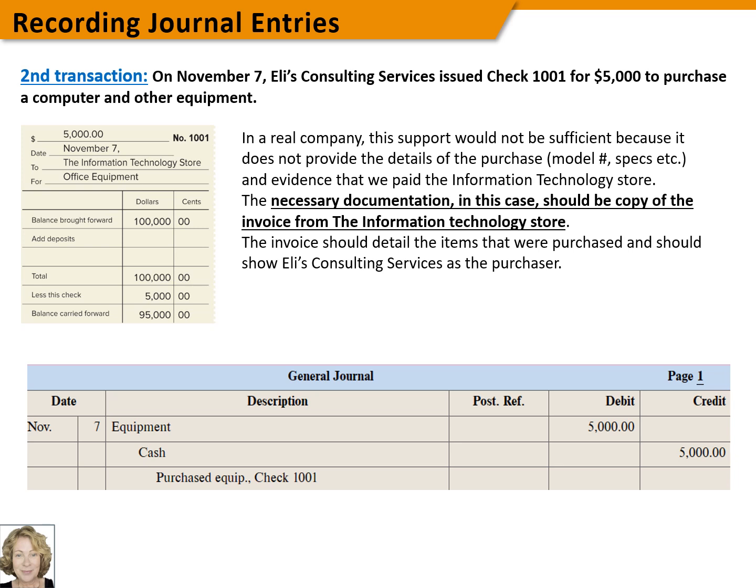This document looks like it's a check stub from a checkbook. The necessary documentation in this case should be a copy of the invoice from the information technology store. The invoice should detail the items that were purchased and should show Eli's Consulting Services as the purchaser. Accountants are responsible for verifying proper documentation before recording any entries. So with this transaction, we debit equipment and credit cash for $5,000 once the proper documentation has been received.